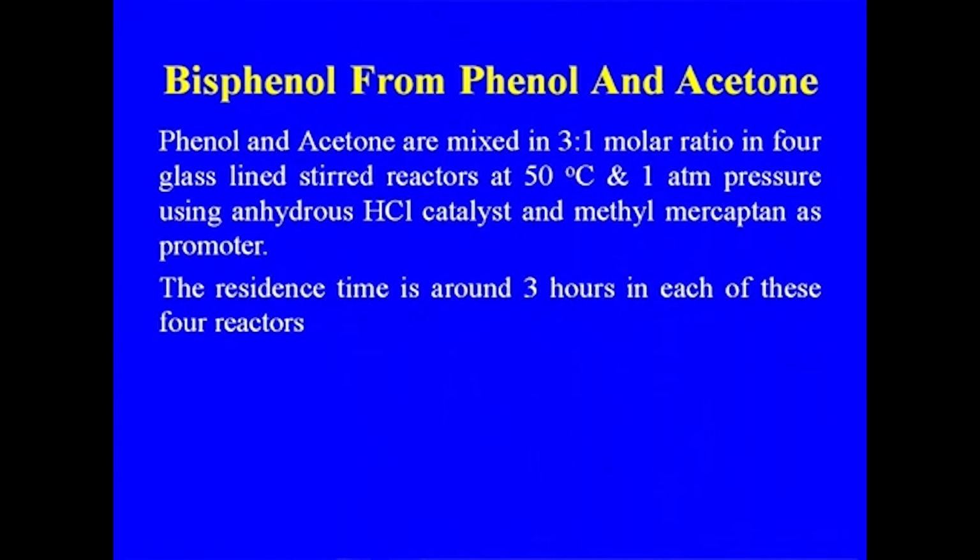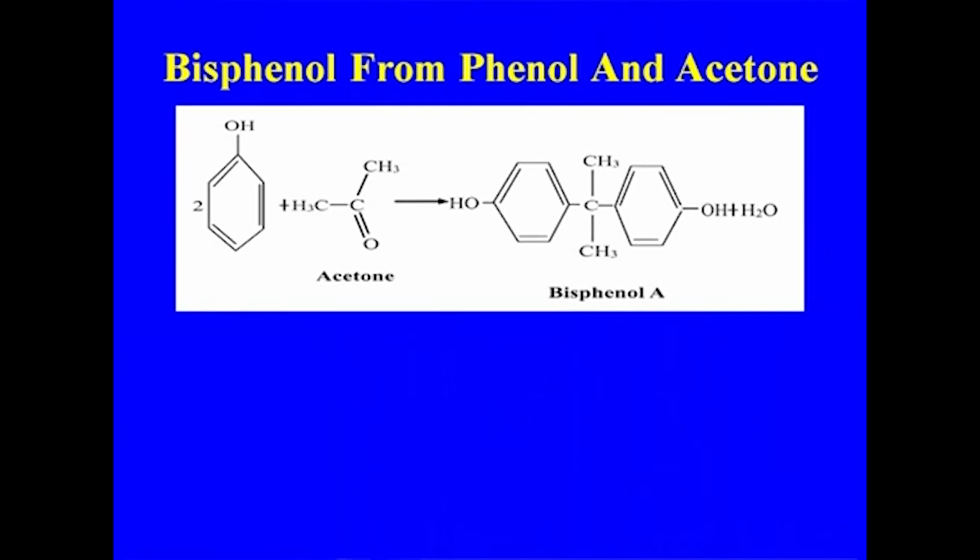So phenol and acetone are mixed in a 3:1 molar ratio in 4 glass-lined stirred reactors at 50 degrees centigrade and 1 atmosphere pressure, using anhydrous HCl catalyst and methyl mercaptan as promoter. The residence time is around 3 hours in each of these 4 reactors. This is the reaction that is taking place during the manufacture of the bisphenol.